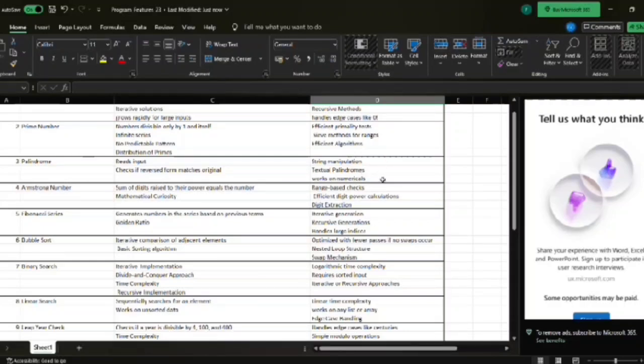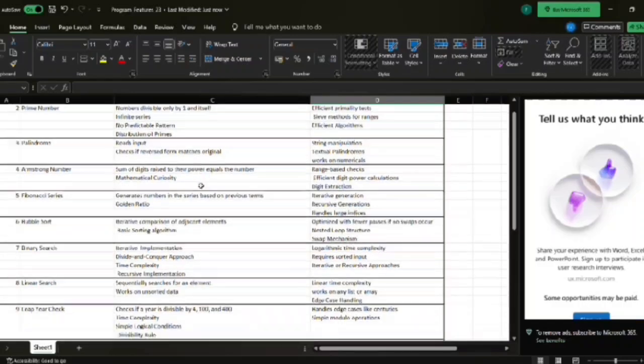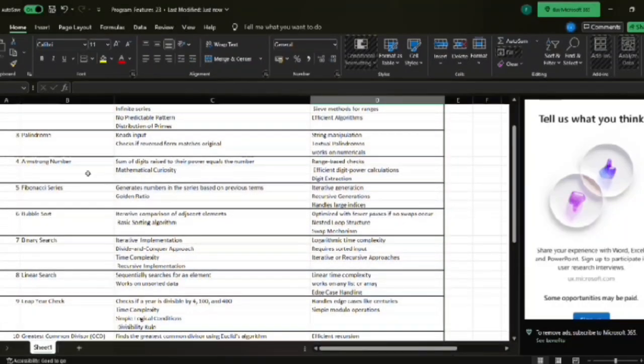5. Fibonacci series. Generates numbers based on previous terms. Each number in the Fibonacci sequence is the sum of the two preceding ones. Golden ratio. The Fibonacci sequence is closely related to the golden ratio, a mathematical constant found in nature.